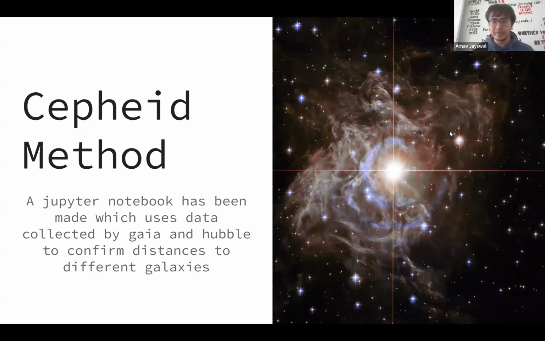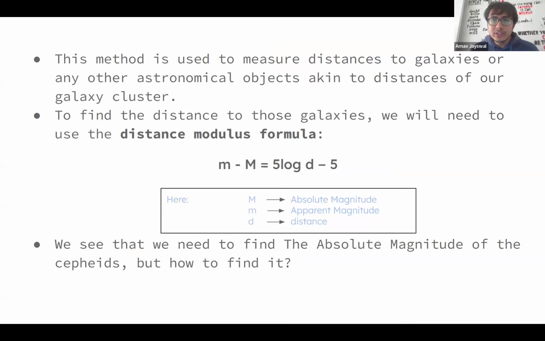So Cepheid variables, just to recap, are stars which have variable fluctuations in brightness. The Cepheid method is used to measure distances to galaxies or any other astronomical objects, like a galaxy cluster. There's a distance modulus formula which we need to first go over. The distance modulus formula says small m minus big M is equal to 5 log d minus 5, where small m is the apparent magnitude and big M is the absolute magnitude.